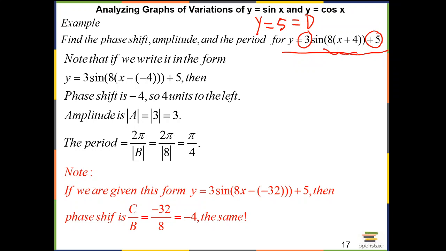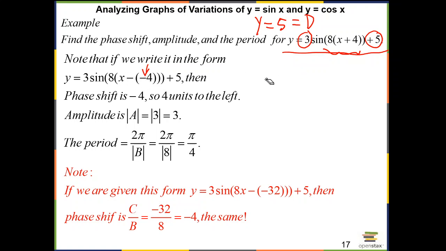Now, right here, since 8 is outside of parentheses, if we write it this way, 8 times x minus negative 4, so this is our c, right? c is negative 4. So what is the phase shift? The phase shift is going to be c divided by what? c divided by b. But in this case, if you factor the 8 out already, you already divided it.